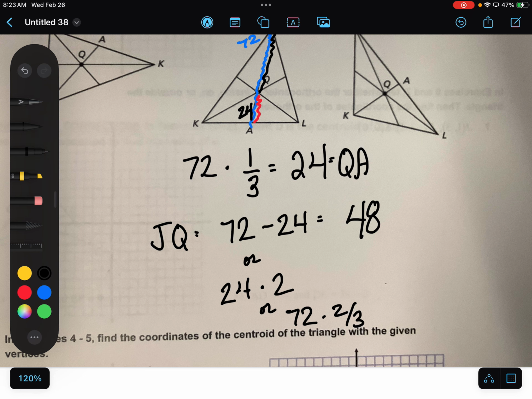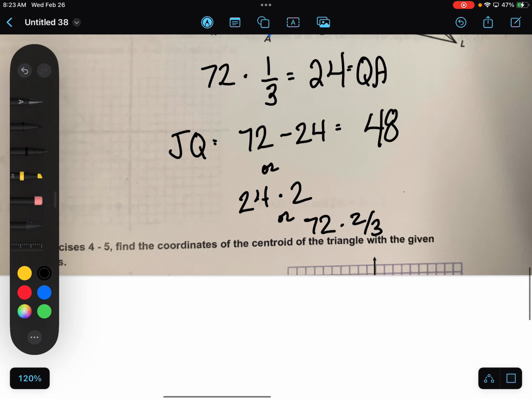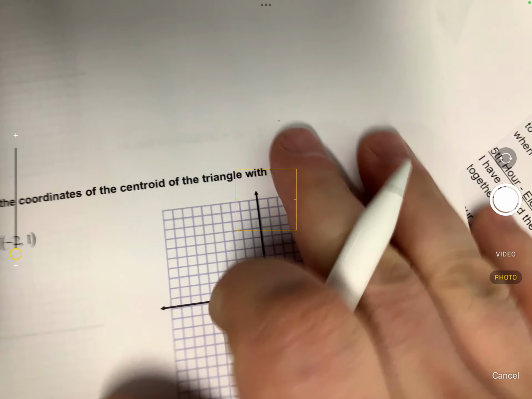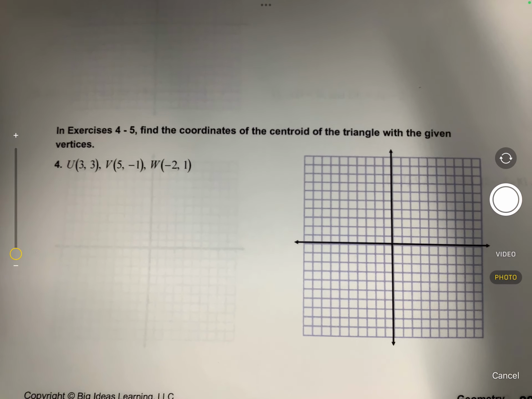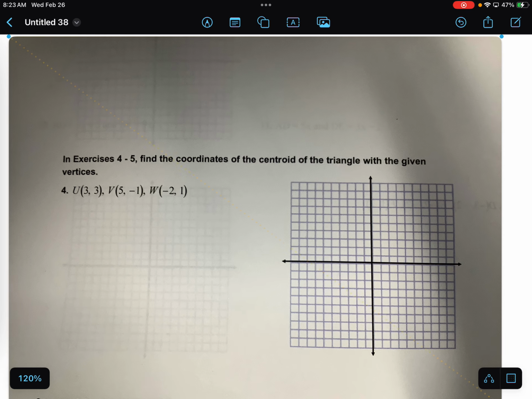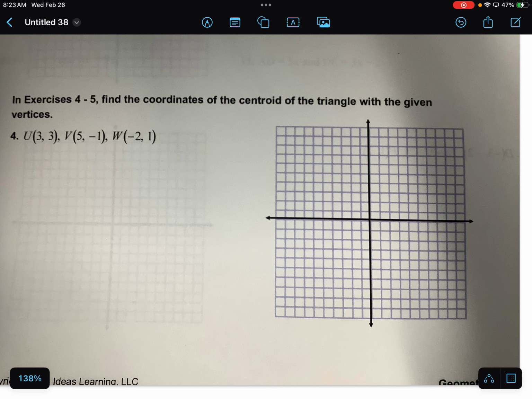On 4 and 5, it says find the coordinates of the centroid. I'm going to do number 4. I'll pick that one. And this is also 100% like yesterday's. It's just another couple problems of it.